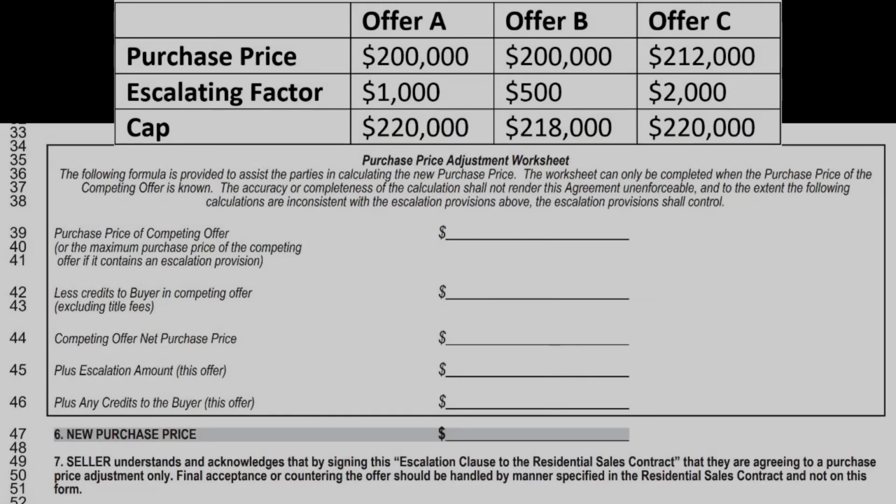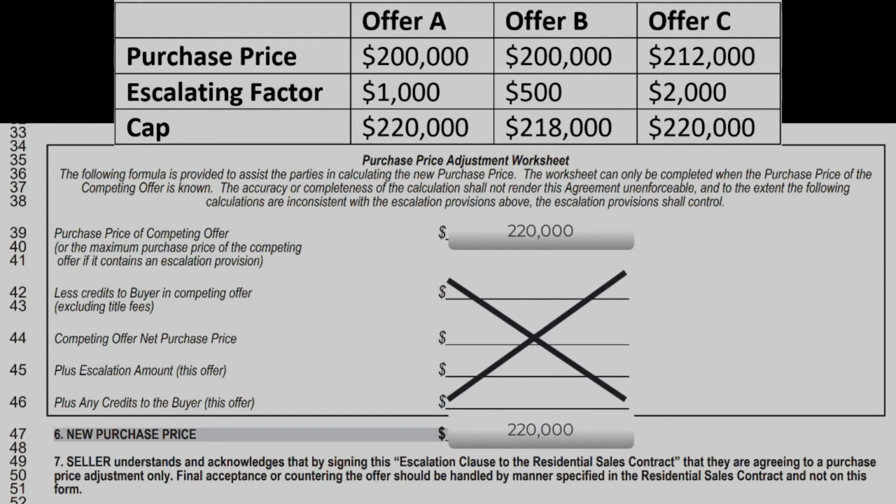In scenario 3, we have 3 offers, A, B, and C, and seller would like to go with offer C. With offer A being the same cap, so they're both capping at $220,000, they each escalate each other up to the cap. And you would use the worksheet to show that with a new purchase price at $220,000. So in this example, your purchase price of the competing offer is going to still be $220,000. You can X through or fill out the lines 42 through 46, and your new purchase price will be $220,000.